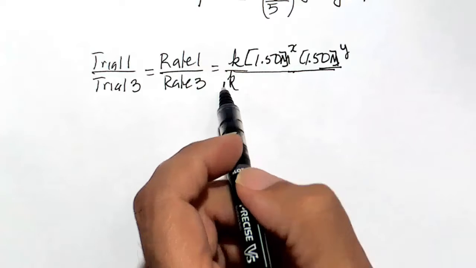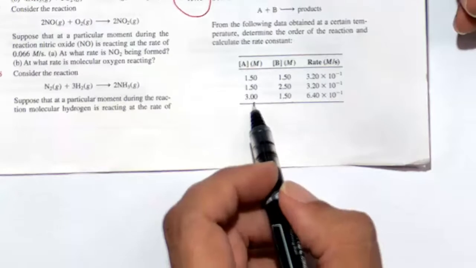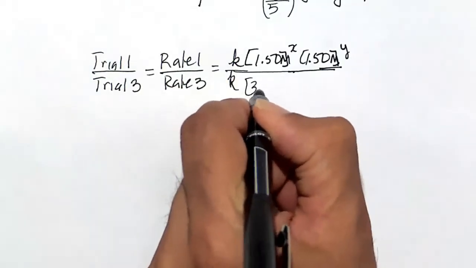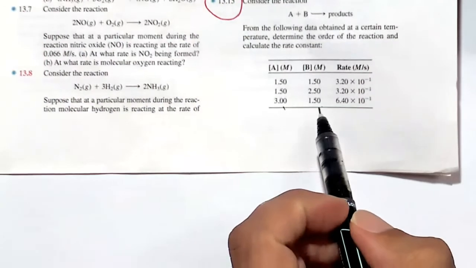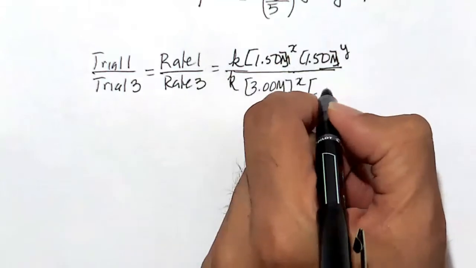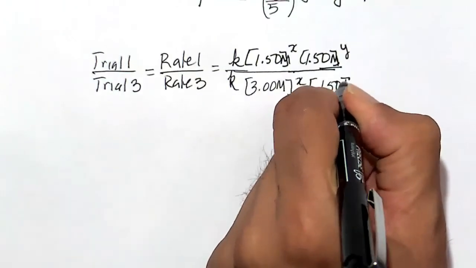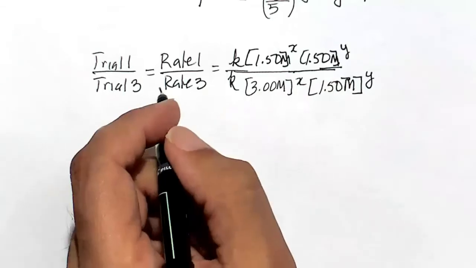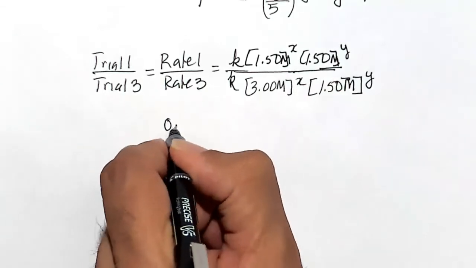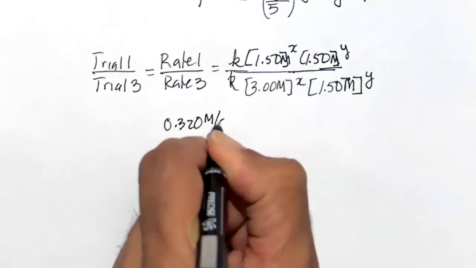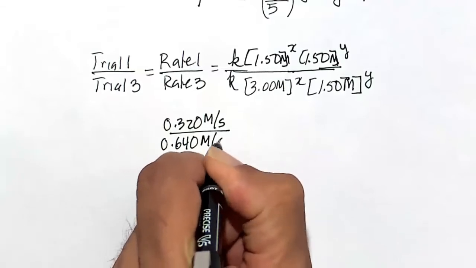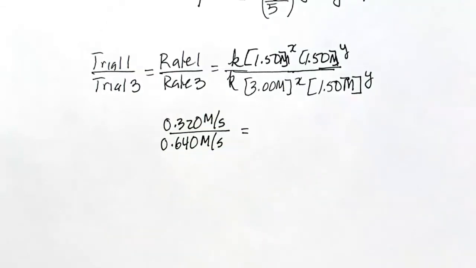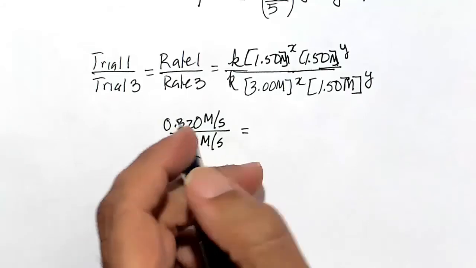Okay, rate 3, let's look at our table here. Rate 3, the concentration of A is 3 molar. So that's going to be 3 molar to the power of X. And then the concentration of B is 1.50 to the power of Y. We already know Y is 0, so it's kind of a moot point. And also rate 1, we can plug that in here, is 0.320 molar over second. Rate 3 is double that, 0.640 molar over seconds. Okay, rate, kind of like miles per hour, but this time it's molar over seconds.